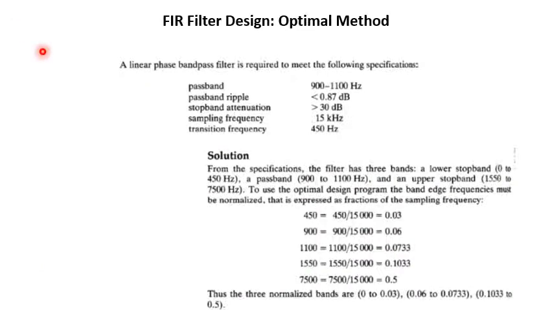So let's take a numerical example and see how we can use the optimal method to design the filter. In a given problem, a linear phase bandpass filter is required to meet the following specifications. We have a passband of 900 Hz to 1100 Hz. You understand these are continuous signal frequencies. The passband ripple is 0.87 dB, the stopband attenuation is greater than 30 dB, the sampling frequency is 15 kHz, and the transition band is 450 Hz.